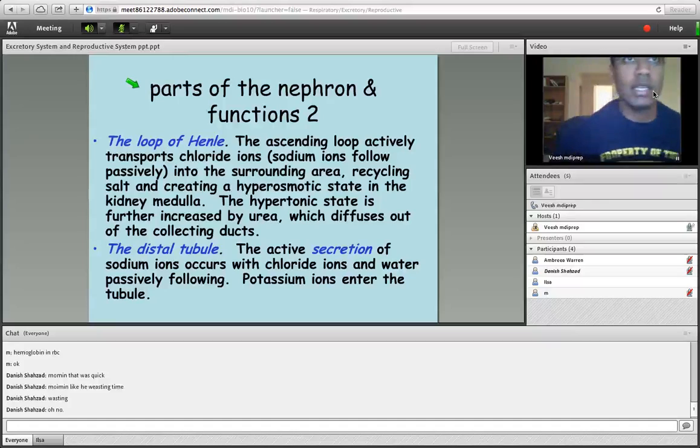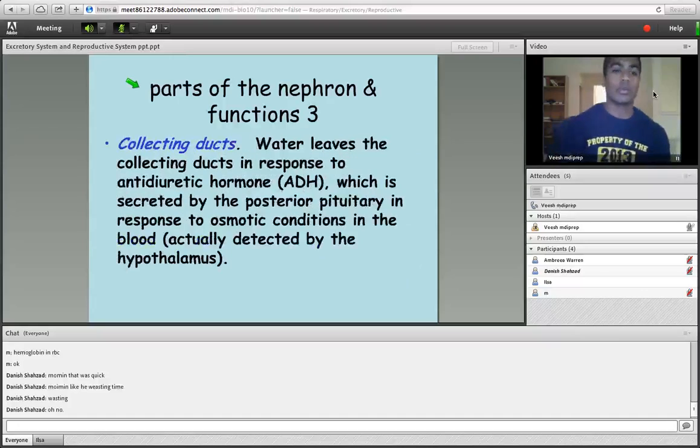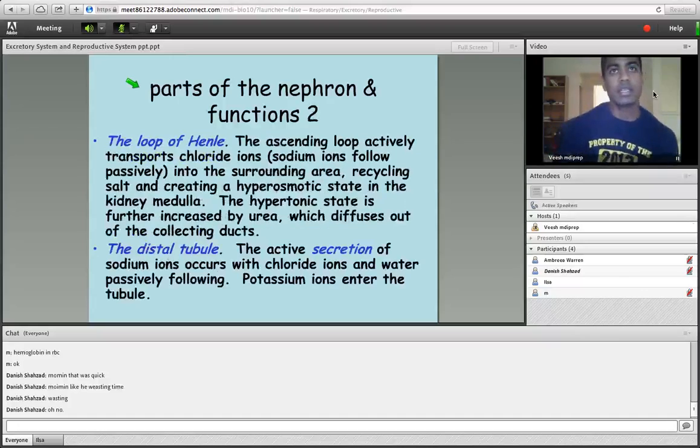So basically, it's not really on the slide, but in the main part of the descending limb of the loop of Henle, it's going to be water reabsorption, and the main part of the ascending limb are those chloride ions that are in the form of NaCl. That's going to be reabsorbed into the blood. And then urea happens in the collecting duct. In the distal convoluted tubule, you have active secretion of sodium ions that occur with the chloride ions, and water passively follows because of that gradient. And potassium ions also enter the tubule from the blood.